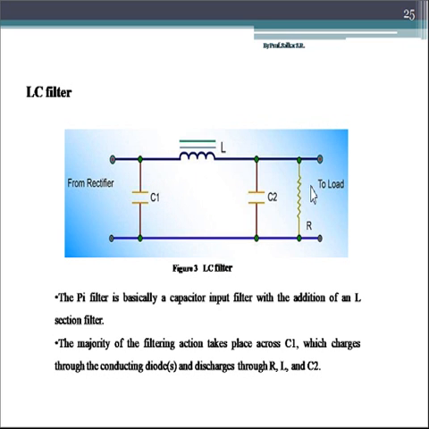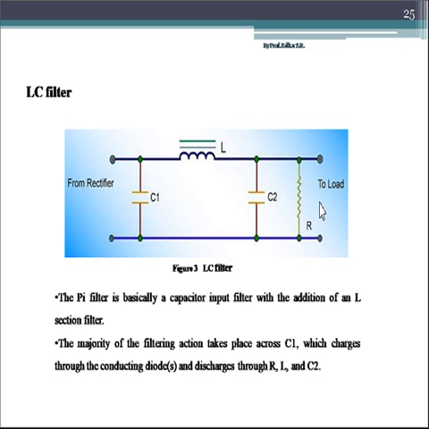So now this is the circuit diagram of the LC filter, where we have an input capacitor C1, a series inductor L and the output capacitor C2, which is then connected in parallel to the load R.